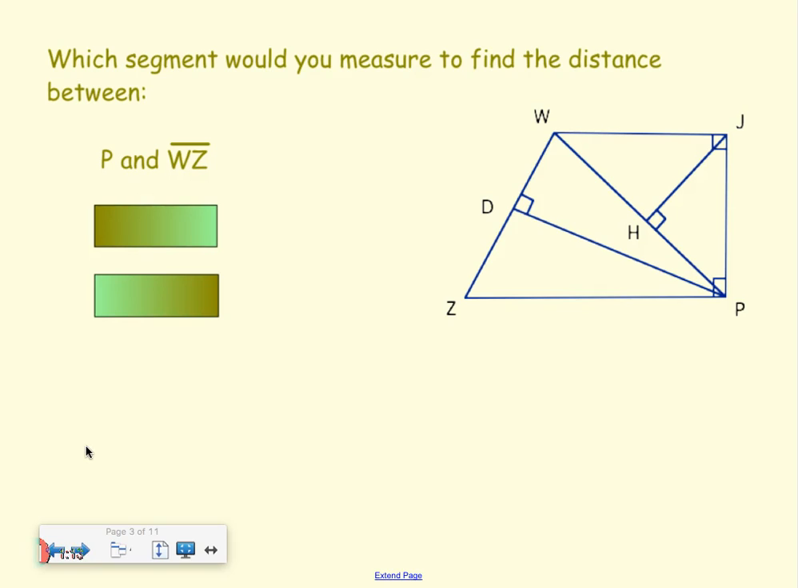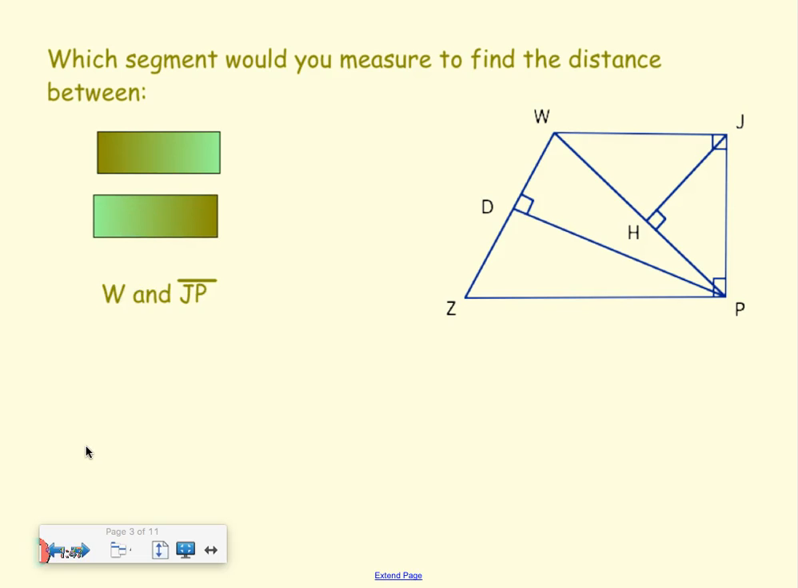Given this picture, what's the best distance between point P and WZ? DP, right? Nope, it's not in your notes. We're just looking at here. Okay. We're just having a good time. What about J to WP? You guys agree? Okay, one more. W and JP. So here's W and here's JP. So what line? WJ. Okay, so that's kind of what we're doing today, sort of.